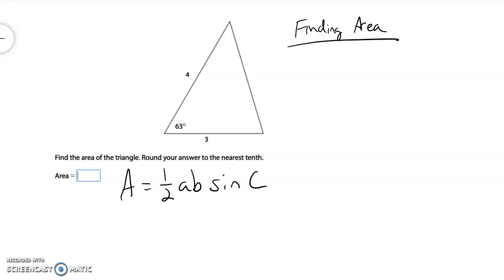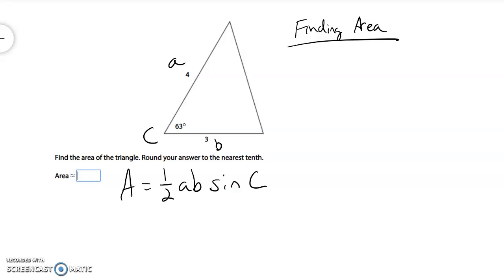So let's use sine to find the area of a triangle. The formula is area is equal to 1/2 ab times the sine of C. A and b are the two sides on either side of C. So we know that this is angle C, and this can be a little a and this can be a little b.